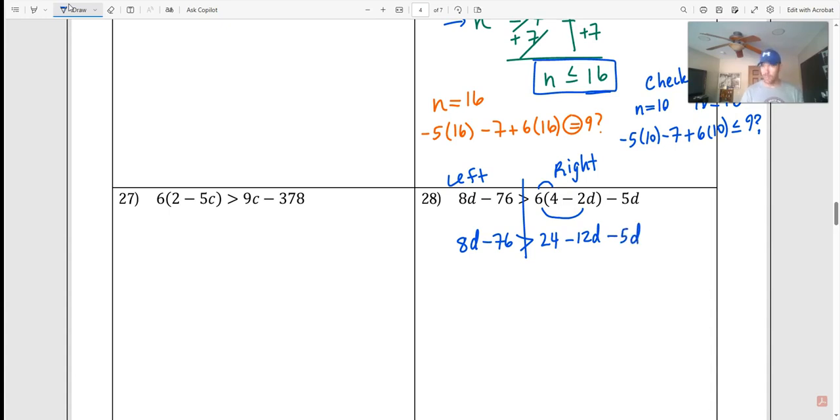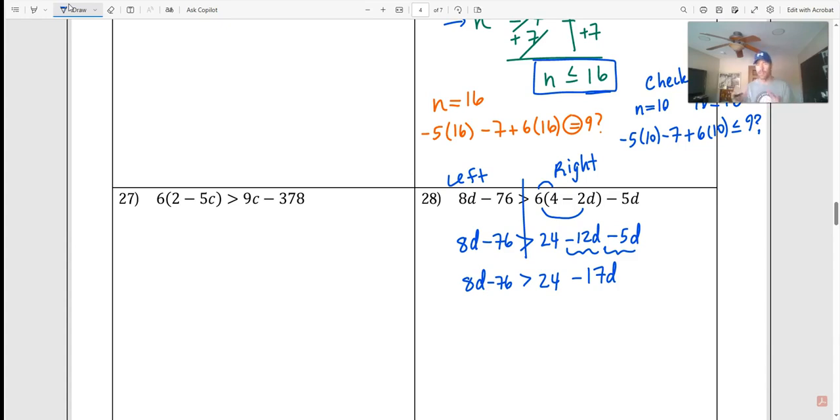And then we can still do more on the right side. We've got a negative 12d and a negative 5d. Those can combine. So the left side is still just waiting. So the 24 doesn't change, but negative 12d and negative 5d is negative 17d.